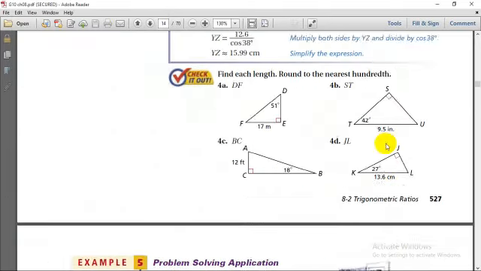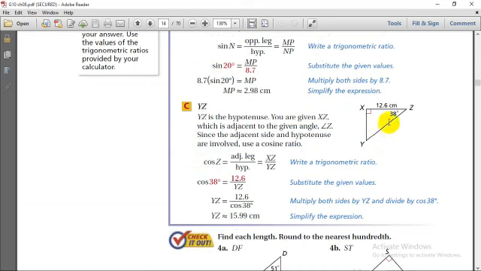Let's return to this part here. He's giving you angle Z, which is 38, and he gives you XZ. XZ is adjacent to the angle Z, so I'm going to use the cosine. Cosine Z is adjacent over hypotenuse. So cosine 38 equals 12.6 over YZ. So YZ is 12.6 over cosine 38. Then get YZ with your calculator, it's so easy.